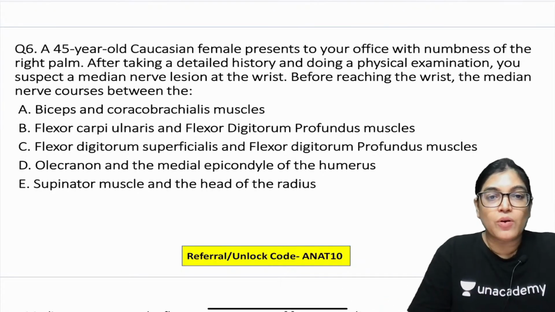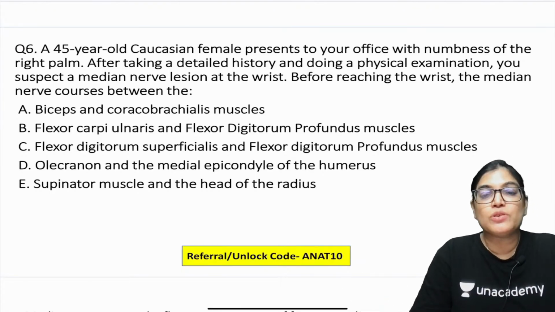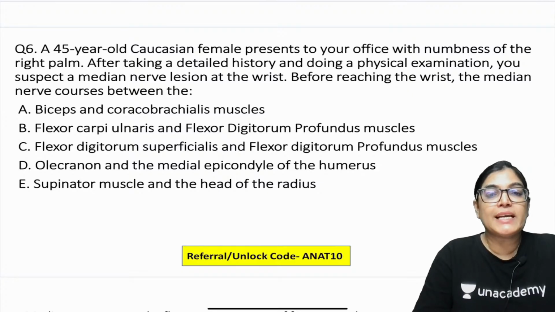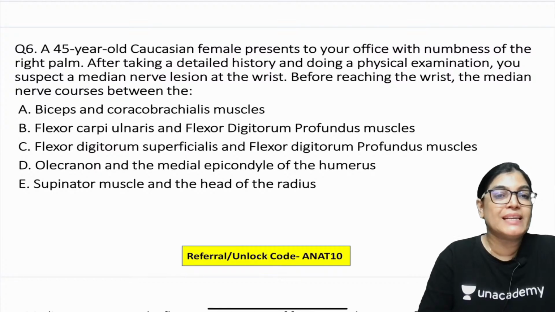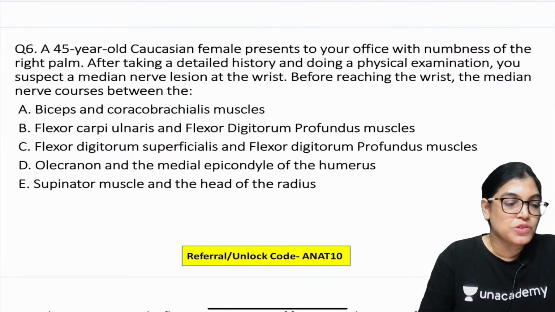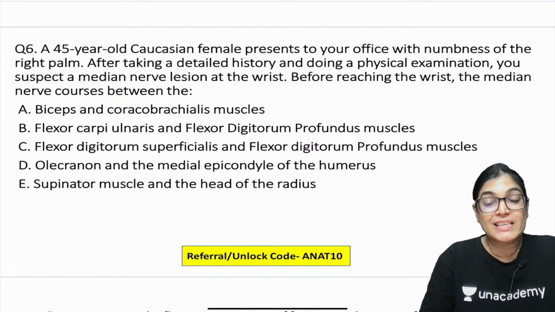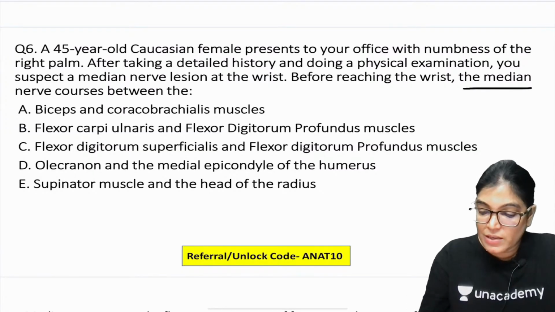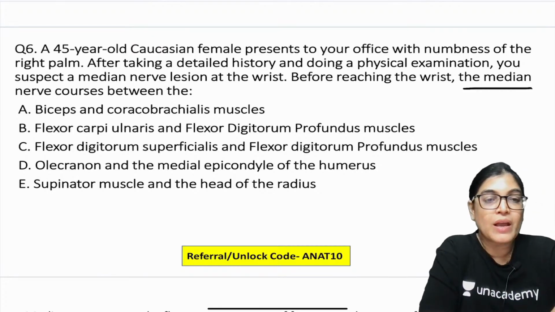A 45-year-old Caucasian female presents to your office with numbness in the right palm. After taking a detailed history and doing a physical examination, you suspect a median nerve lesion at the wrist. Before reaching the wrist, the median nerve courses between. So in this question, actually this is a clinical question, but here the course of the nerve is asked. Clearly the question is about the course of the median nerve.